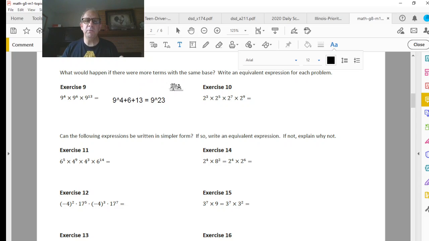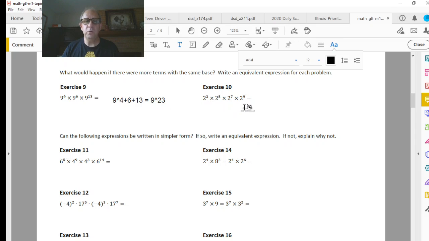So what would happen if there's more than 2 terms? So 9 to the 4th power times 9 to the 6th power times 9 to the 13th power. I'm just going to add those up. So that's 9 to the 4 plus 6 plus 13.